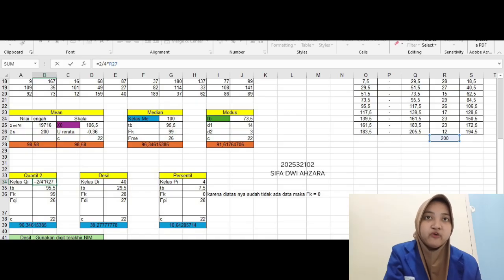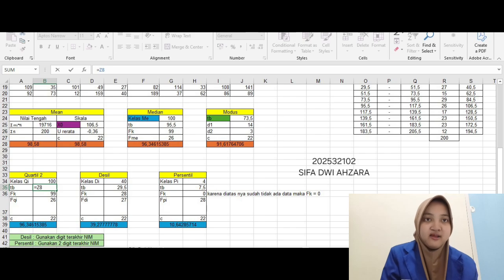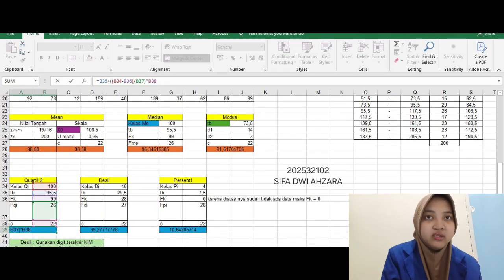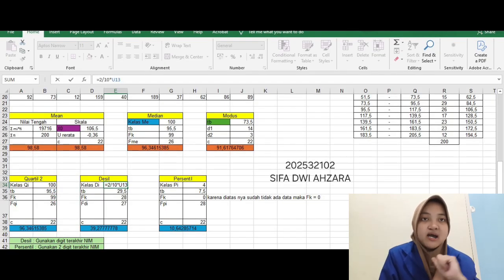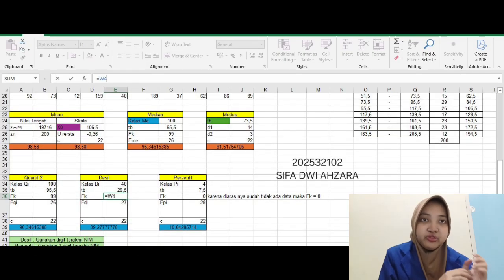8. Quartile, decile, and percentile. So the formula for quartile 2 is 2 divided by 4 times sigma Fi. And then the result is 96.34. And for decile and percentile, because my student number is 102, so I input 2.